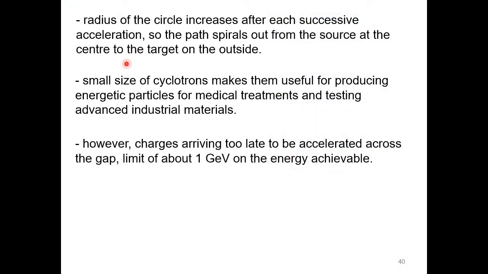Regarding the D shapes just now, the radius of the circle increases with each successive acceleration, so the particles spiral out from the source at the center to the target on the outside. The small size of cyclotrons makes them useful for producing energetic particles for medical treatments and testing advanced industrial materials.